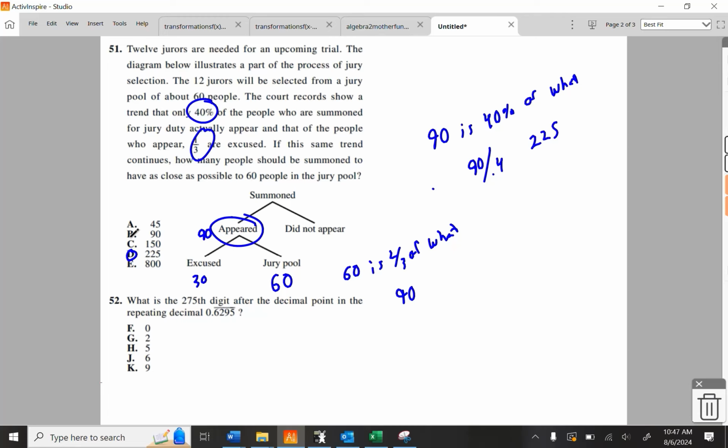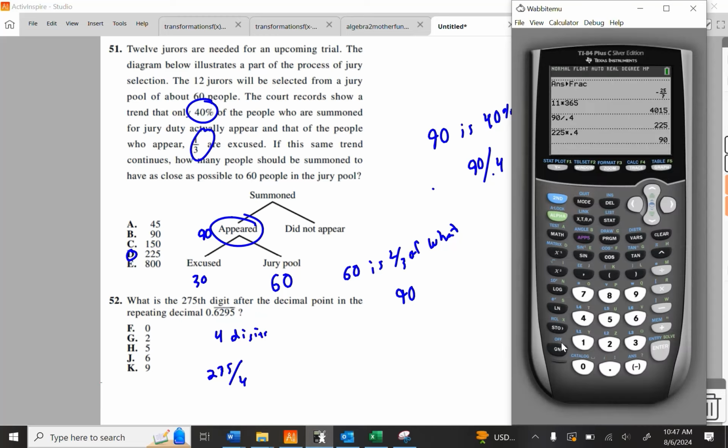52, what is the 275th digit after the decimal point in the repeating decimal 0.6295 repeating? You see that little bar says this continues forever. I notice there's 4 digits here. So I'm going to take 275 and divide it by 4, which is hopefully like 60 something. Maybe 63.75, I don't know.